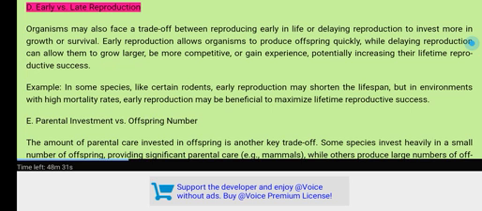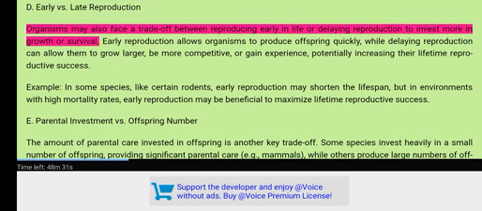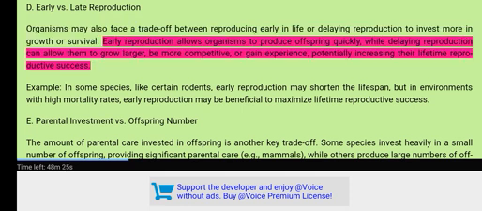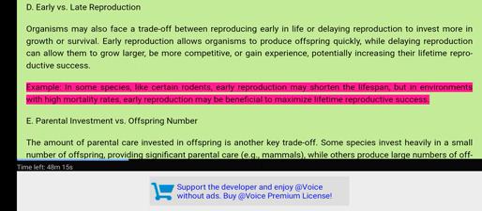D. Early versus late reproduction. Organisms may also face a trade-off between reproducing early in life or delaying reproduction to invest more in growth or survival. Early reproduction allows organisms to produce offspring quickly, while delaying reproduction can allow them to grow larger, be more competitive, or gain experience, potentially increasing their lifetime reproductive success. Example: in some species, like certain rodents, early reproduction may shorten the lifespan, but in environments with high mortality rates, early reproduction may be beneficial to maximize lifetime reproductive success.